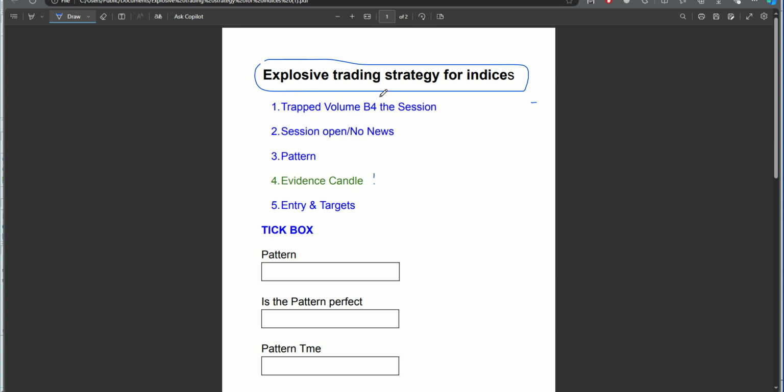Good everybody, it's the guy here, the unknown, and today I want us to look at something very important. I want us to look at the most explosive trading strategy for indices, and this is one of the easiest trading strategies you'll ever find out there.